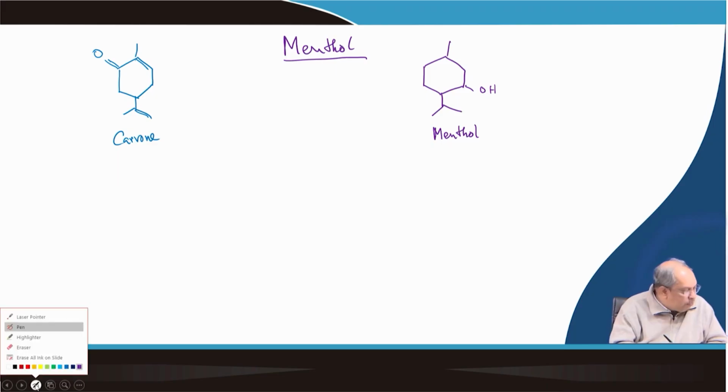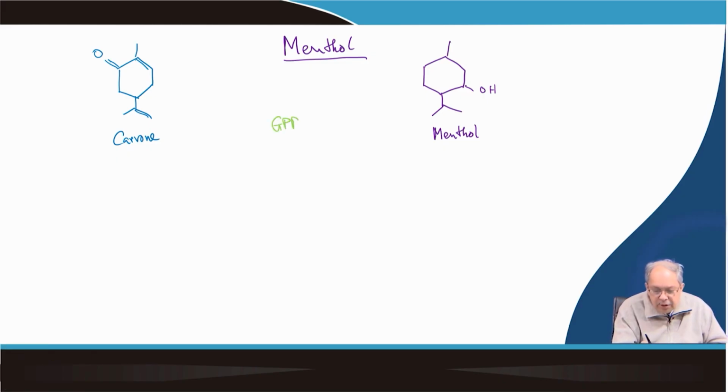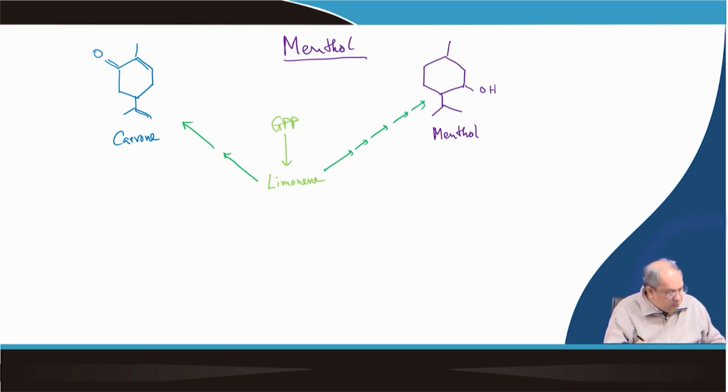This pathway originates from MEP. So, MEP means it is basically operating in the plastid, but then the substrate is basically the GPP, geranyl pyrophosphate, and then GPP makes limonene, and limonene is subsequently converted into either carvone or menthol.